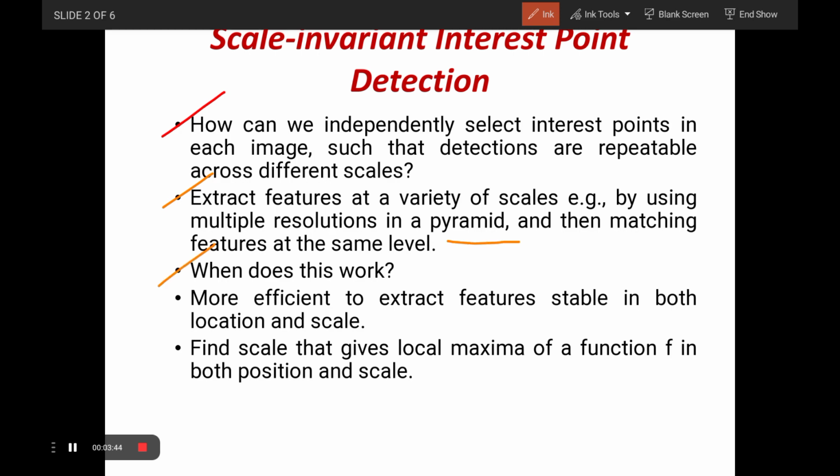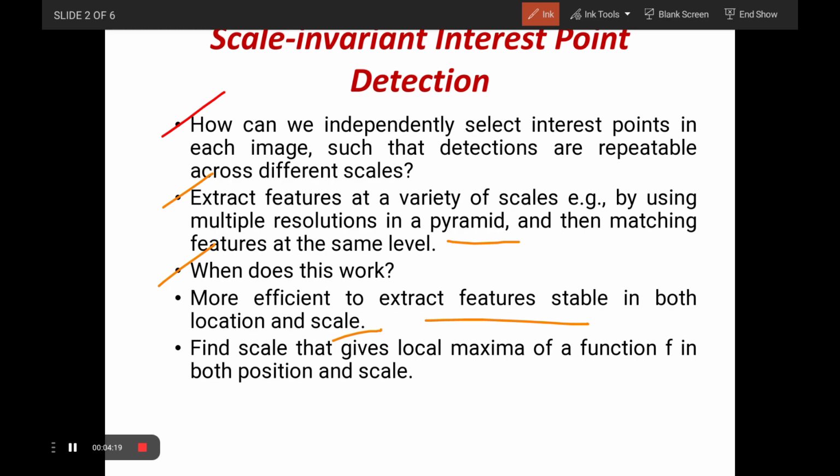So when does this work? A more efficient way to extract features is that they are stable in both location and scale. If you want to identify common features or points in both images, you have to take the same stable feature. Stable feature means that features are stable with respect to the coordinates x, y, that is space, as well as in terms of scale. That means if you take the zoomed in and zoomed out images also, the key points do not change with respect to scale and space.